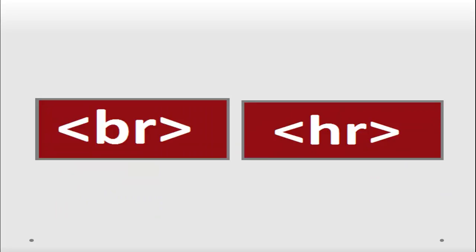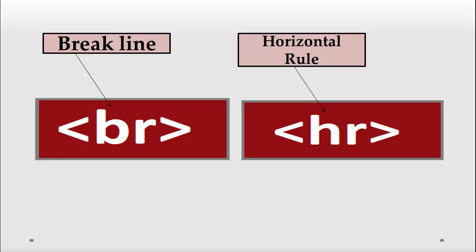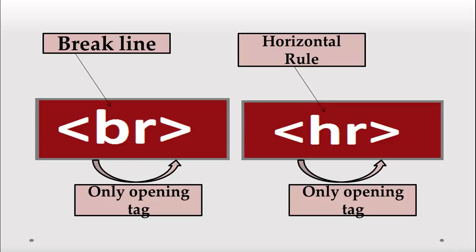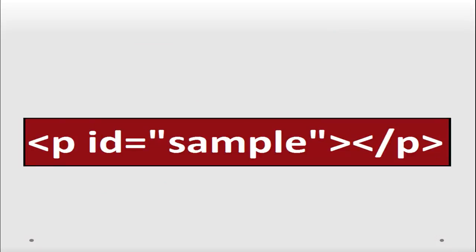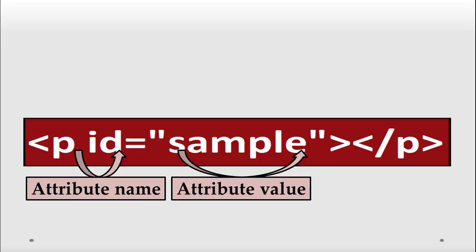Now, most HTML tags have a closing tag that matches their opening tag, but not all. For example, the br and hr tags. br stands for break line, hr stands for horizontal rule. They only have an opening tag; they don't have a closing tag at all. Now, every HTML element can have predefined attributes. An attribute is a name-value pair that is metadata about the element it is applied to. So in this example, we are assigning sample as the value of the id attribute. Each attribute has its own rules for the meaning of its value.